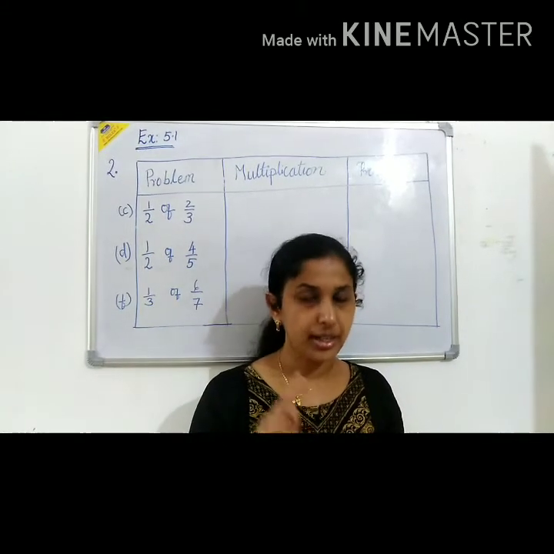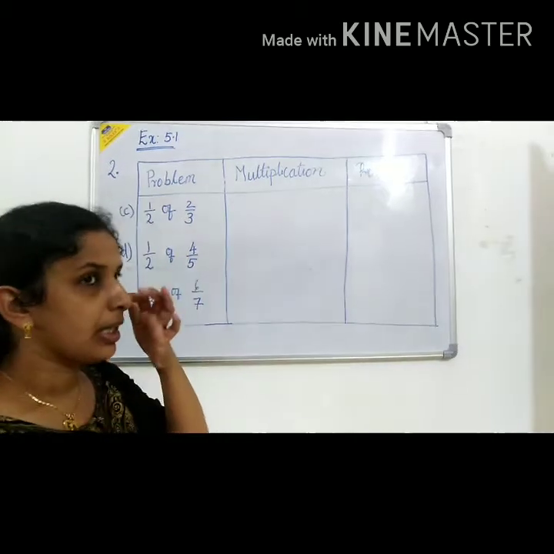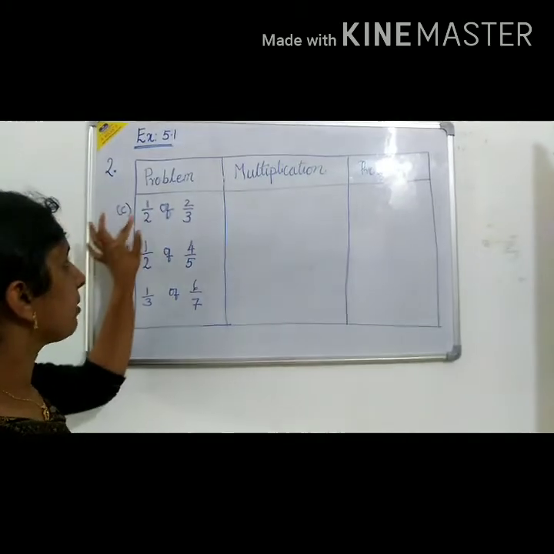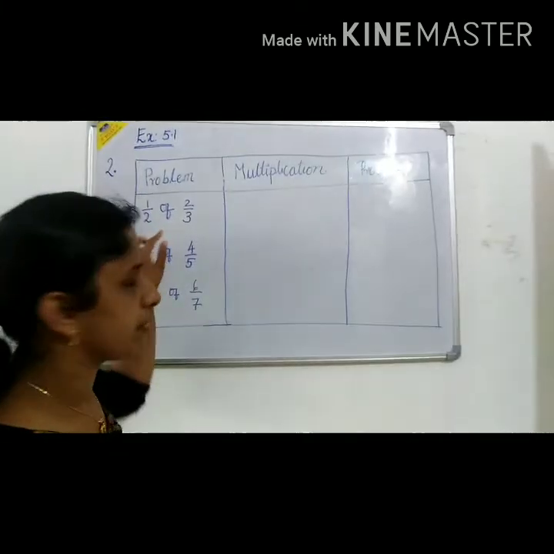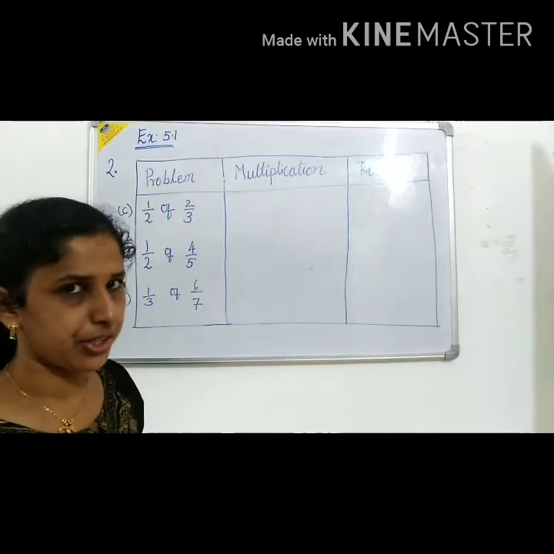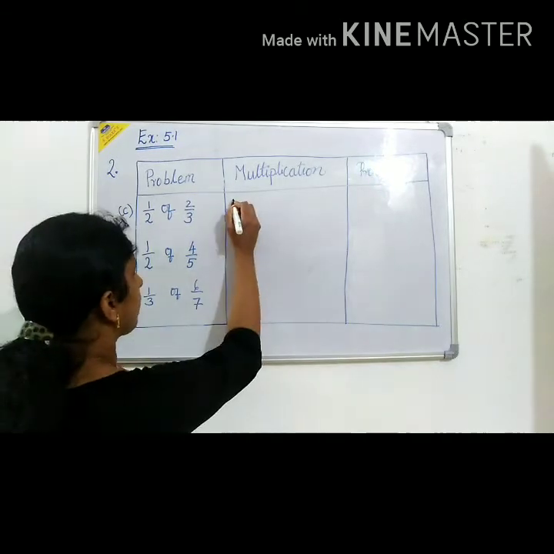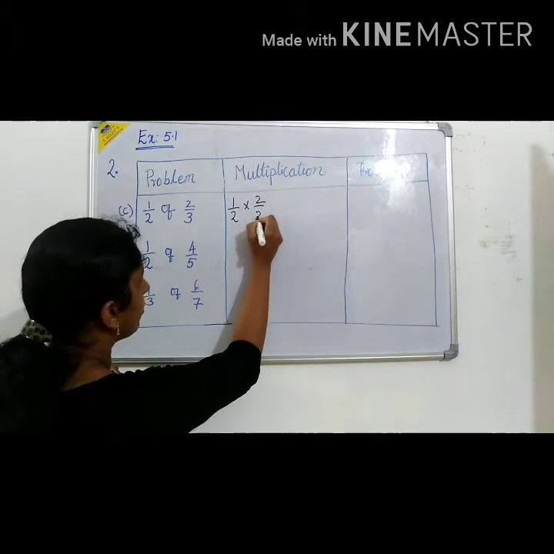Now we can see how we can multiply two fractions. Here you can see the first question. This is the third question in your textbook, number C. 1 by 2 of 2 by 3. What do you mean by this of? Of means multiplication. So this one we can rewrite like this: 1 by 2 into 2 by 3.